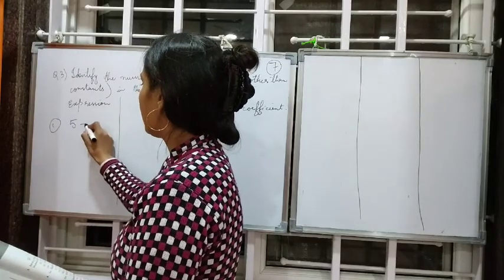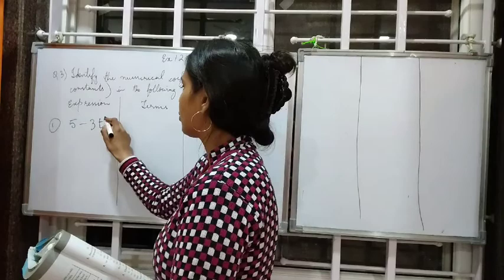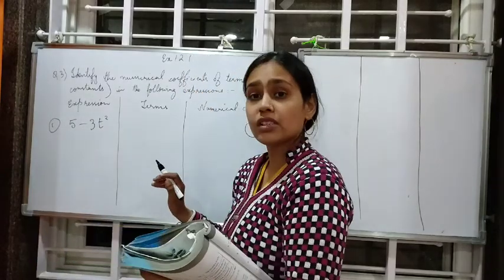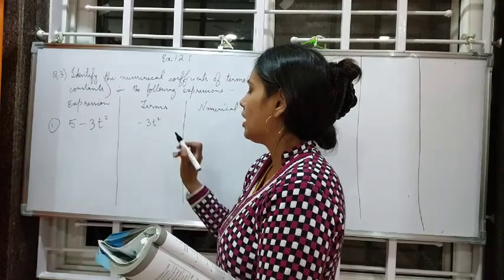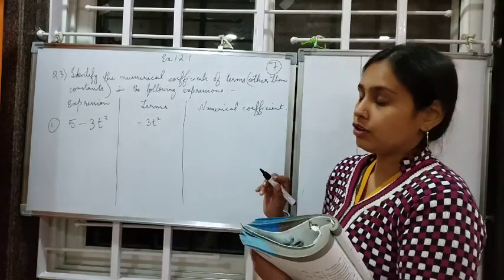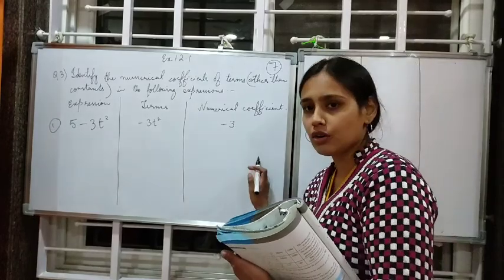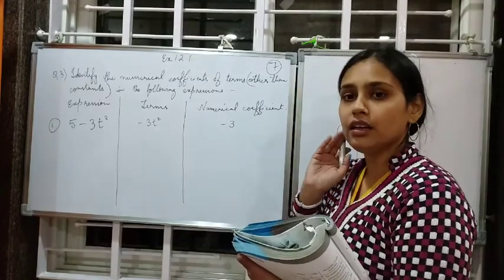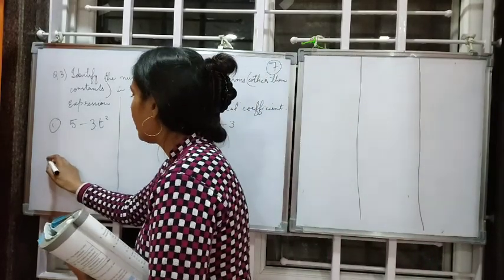Now we start. This is the first one. 5 minus 3t square. So the term which is other than constant is minus 3t square and its numerical coefficient is minus 3. We've already discussed a lot about the numerical coefficient, right? Then we start with the second one.